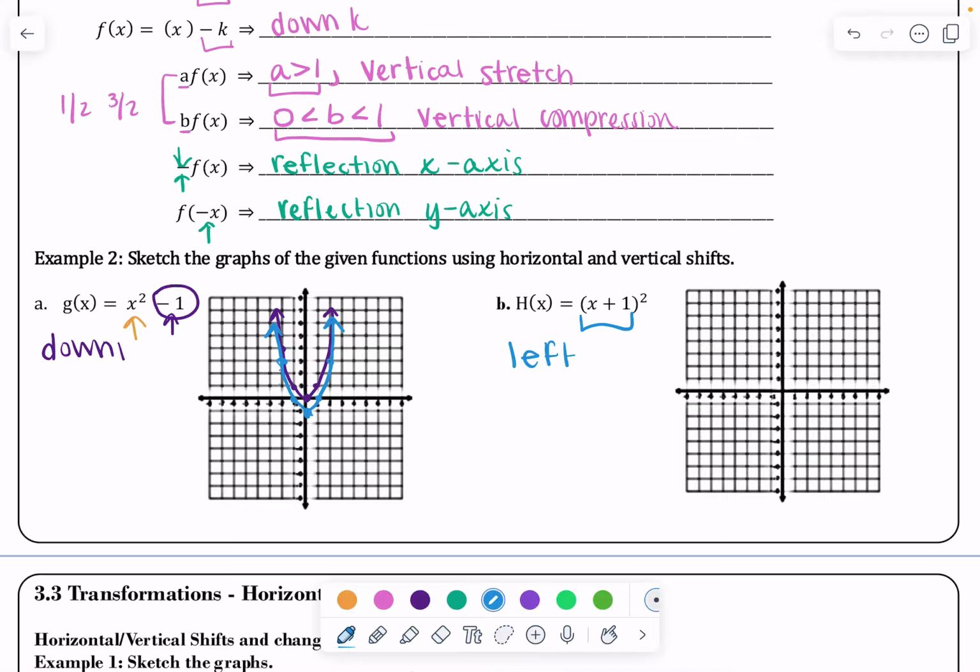That's what happens when I make a notes video after school. All right, so I'm shifting left 1 with my parent function from the origin, shifting just left 1, and then I have the same coordinates. Over 1, up 1, over 1, up 3, over 1, like so. This one's hard because the negative one's kind of smaller, but that will be if I shift it left.